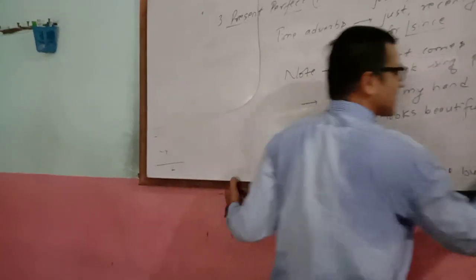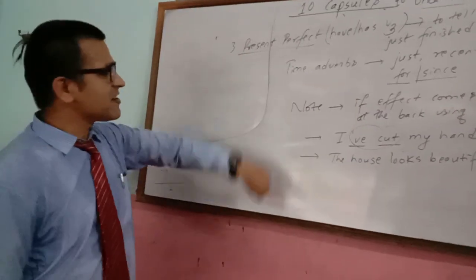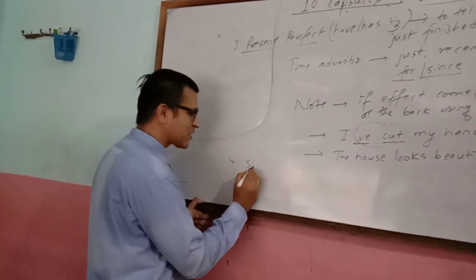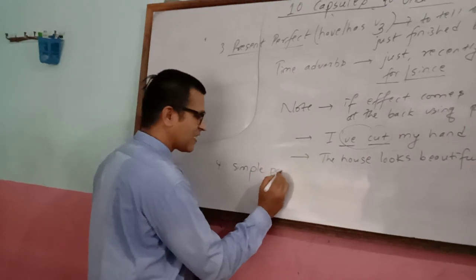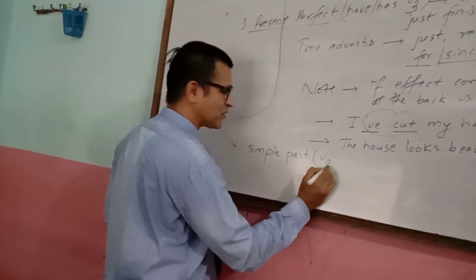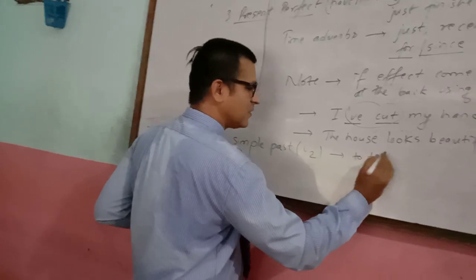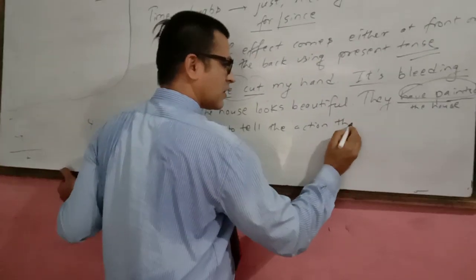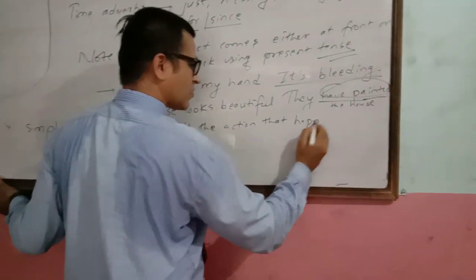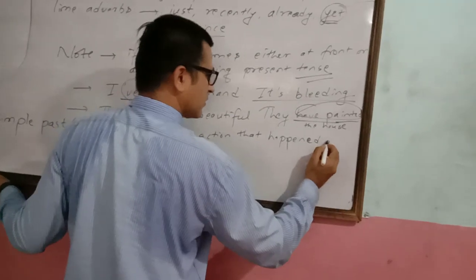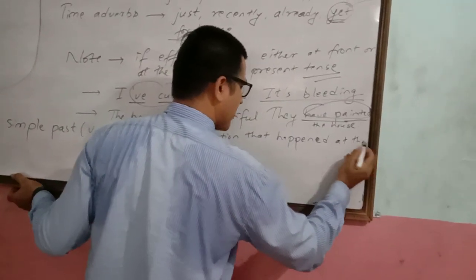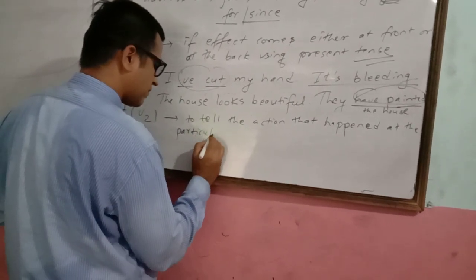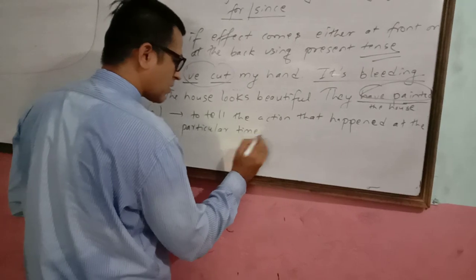And now time for simple past. Present perfect continuous will come later, okay? Let's come to simple past, or past simple, no problem. And the structure you understand is V2. To tell the action that happened at the particular time of the past. At the particular time of the past.